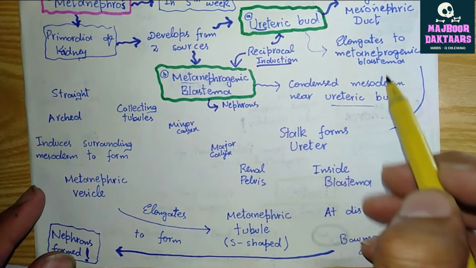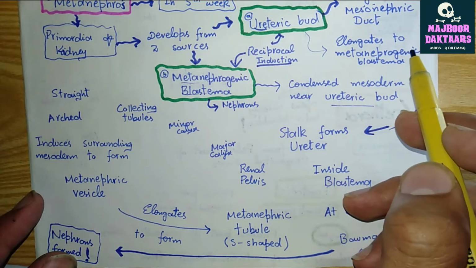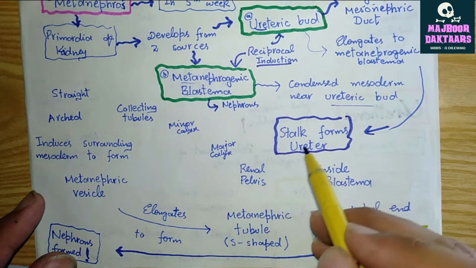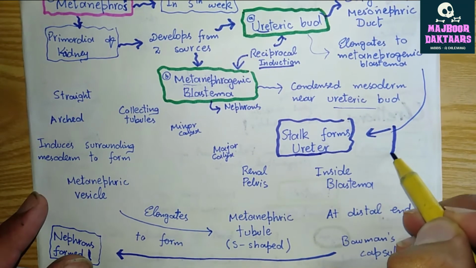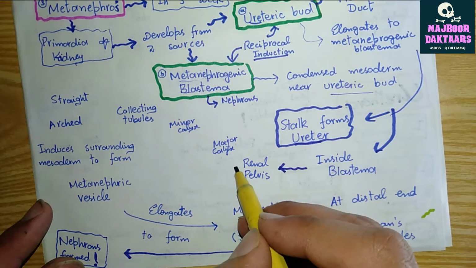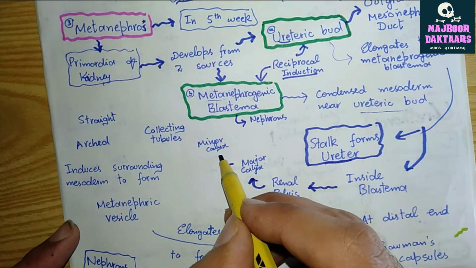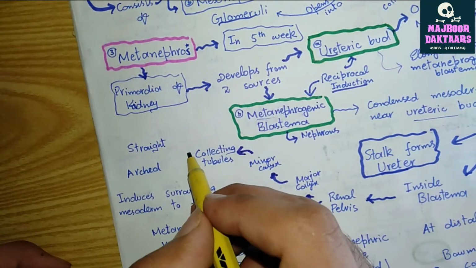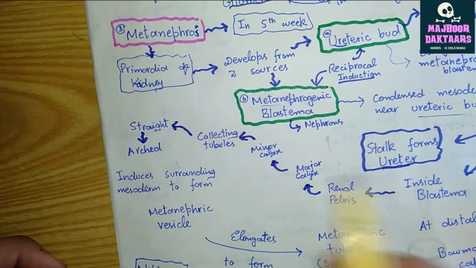Again, the ureteric bud elongates into the metanephrogenic blastema. Now the stalk of the ureteric bud forms the ureter, while its part inside the blastema after induction first forms the renal pelvis, which then gives rise by further branching to the major calyx, then further branches give rise to the minor calyx, and then from the minor calyx arise the collecting tubules, which are first straight, and then from the straight ones arise the arched collecting tubules.